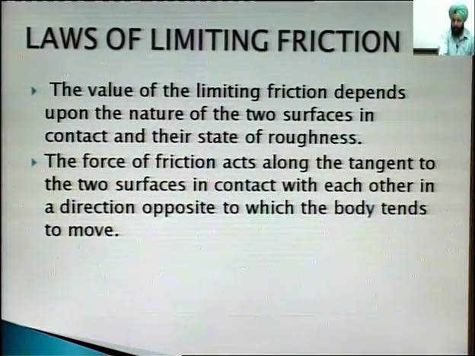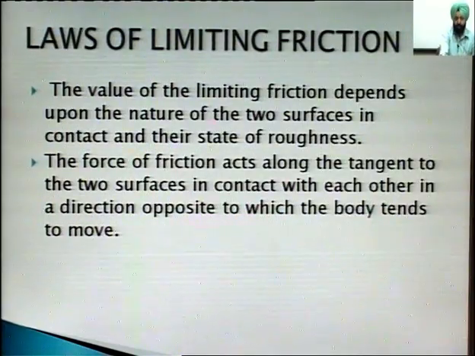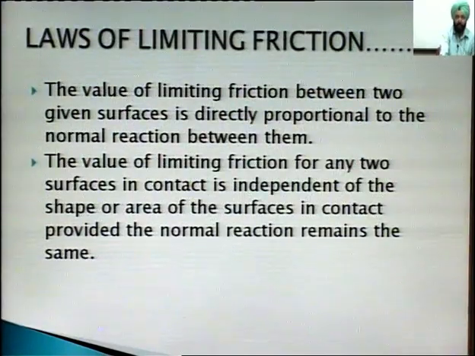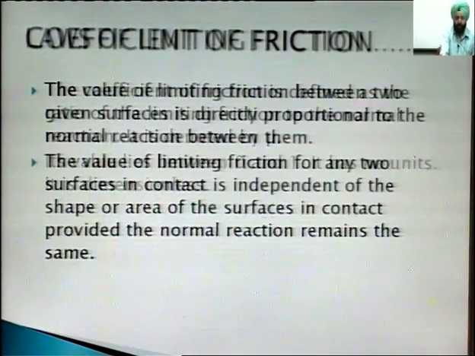I will review that. Friction depends upon the nature of the materials. Friction is always opposite to the motion, along the tangent to the surfaces in contact with each other. It depends upon the normal reaction. The limiting friction is independent of the area or shape as long as the normal reaction remains the same. The idea of normal reaction must have become clear to you.